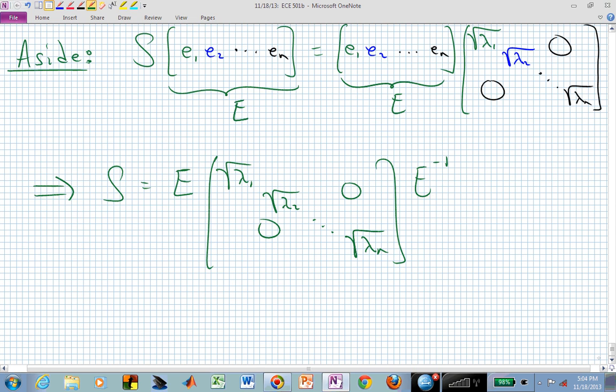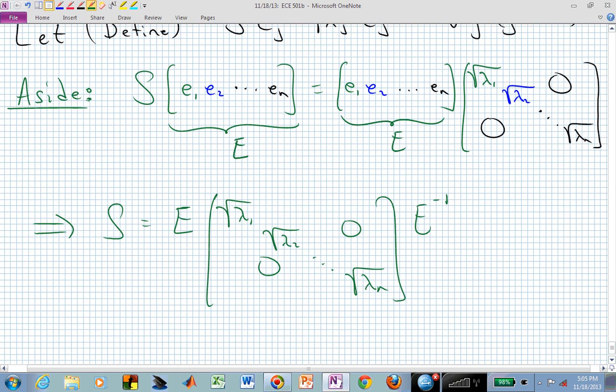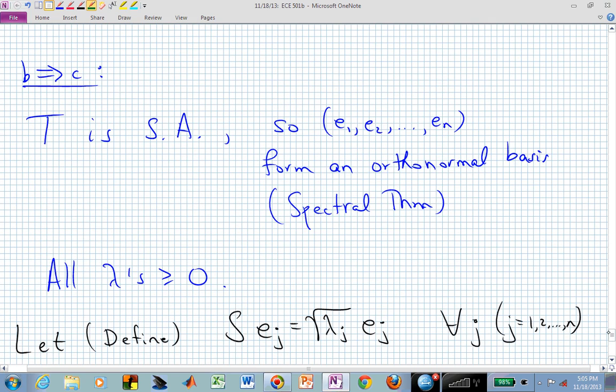And we want that to be a positive square root. Well, all of these numbers on the diagonal are positive, and all of these E's are basically of length 1, aren't they? So in the appropriate basis, this matrix S could just be this diagonal matrix that's positive. So S is going to be a positive matrix. That was our sort of aside in this very first step of showing that B implies C.